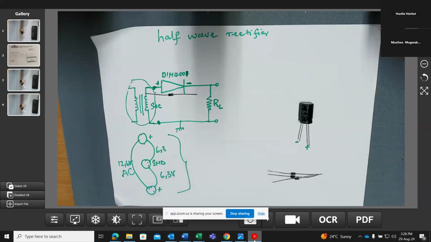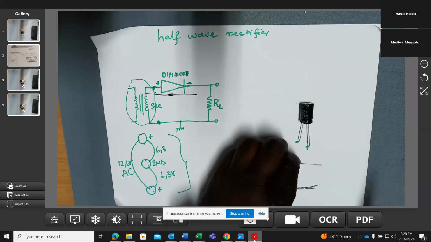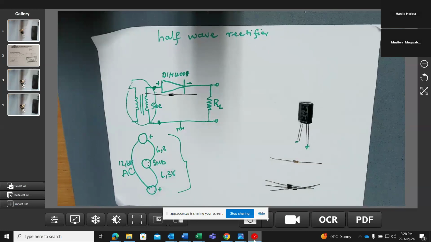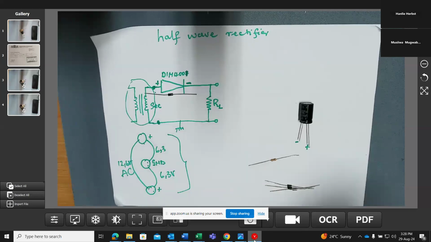Another important component in your circuit: you said you're given 2 resistors. This is how a resistor looks. With the resistor, it doesn't have polarity. If you connect it on the circuit like this, it will work. If you connect it like this, it will still work, which means it will conduct current in any position you put it on your circuit.